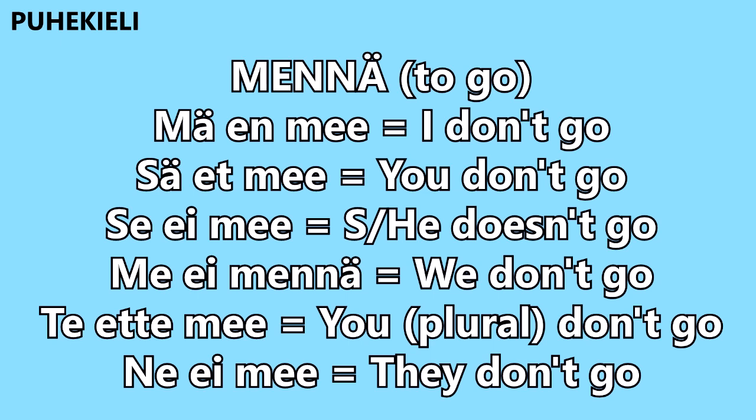This aside is for more advanced learners. It is completely correct in puhekieli to say mä en mene. But to make it one step more puhekieli, just so you're aware, people drop the n in mene, so it would be mä en me, sä et me, se ei me, me ei mennä, te ette me, ne ei me. But because we are focusing on how to create the present tense negative sentences, let's forget about that for now, because this is officially how you would make these sentences.